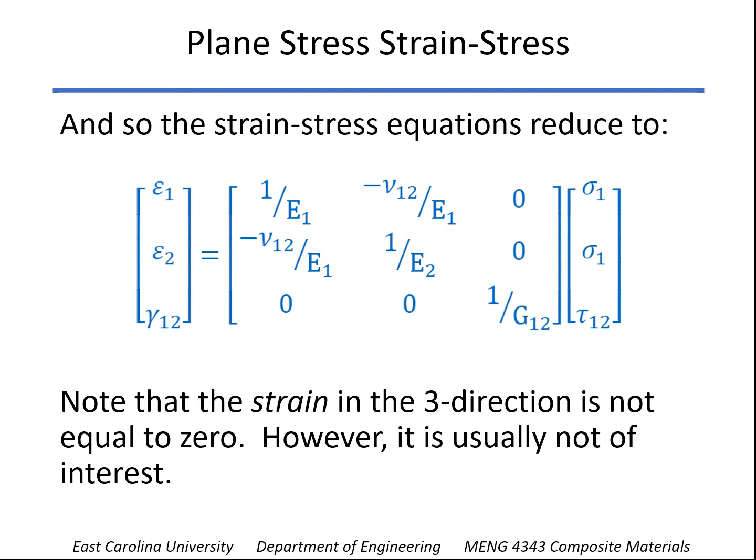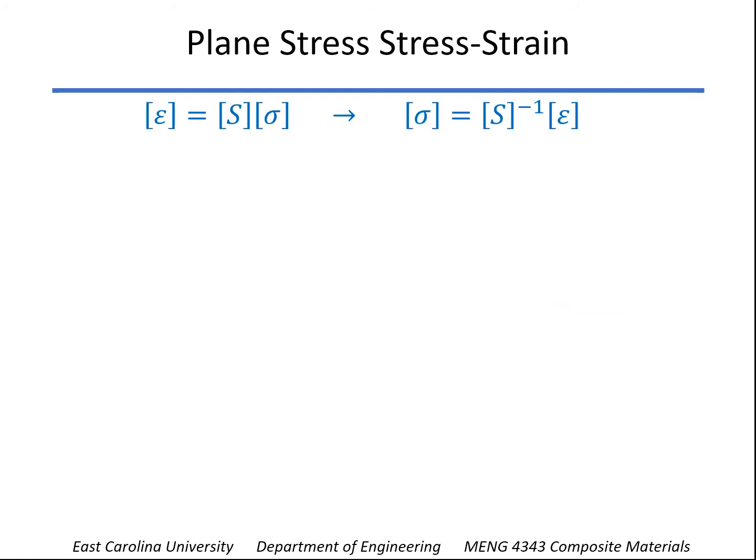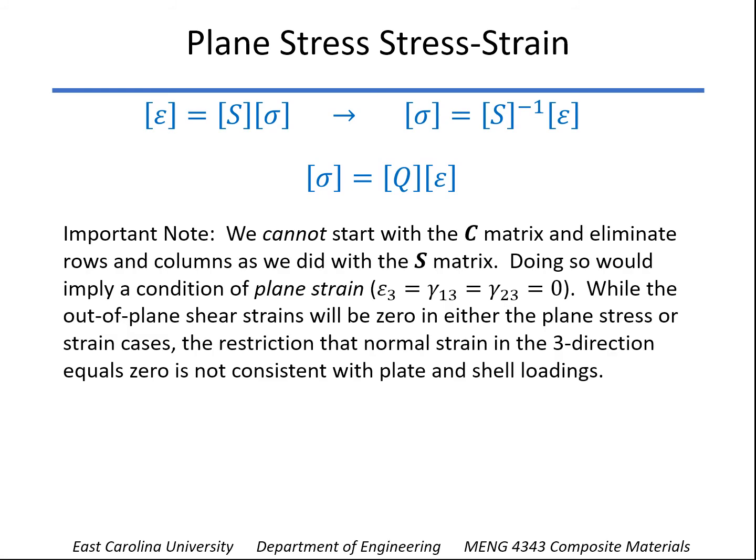Notice that we don't imply that the strain in the 3 direction is equal to 0. In fact, it's not. But it's not really of interest. Because of Poisson's ratios, in general, if you pull in the 1 direction, it's going to reduce the thickness in the 3 direction. But again, that's not of interest to us. So what we want to do is invert that S matrix so that we have stress as a function of strain.